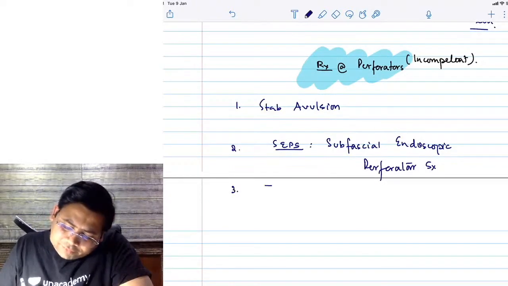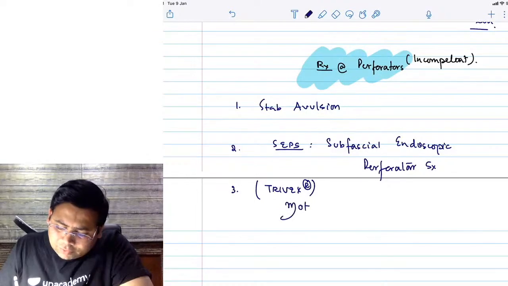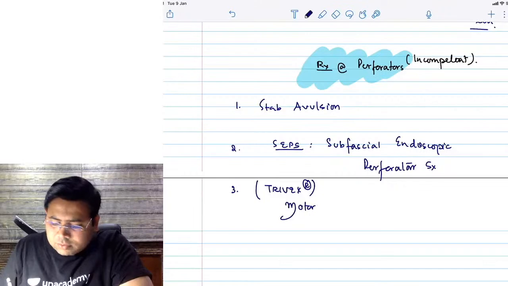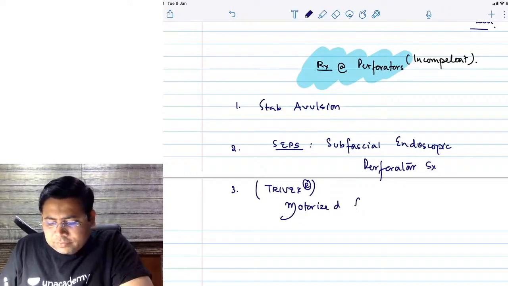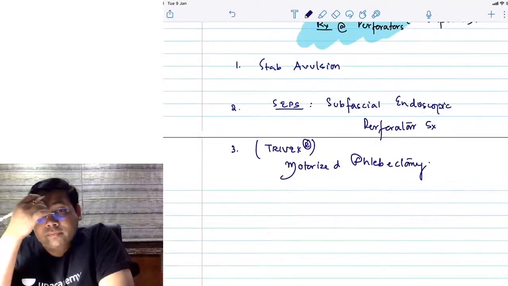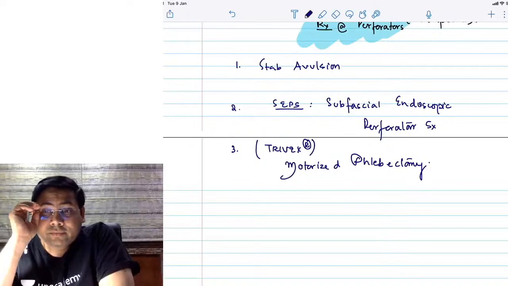And then we have TriVex. TriVex is actually the brand name. It is motorized phlebectomy. Motorized phlebectomy. This is what TriVex is. Are you getting these things?